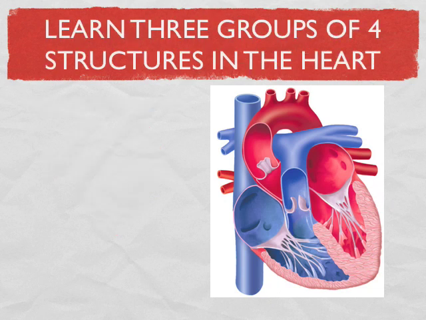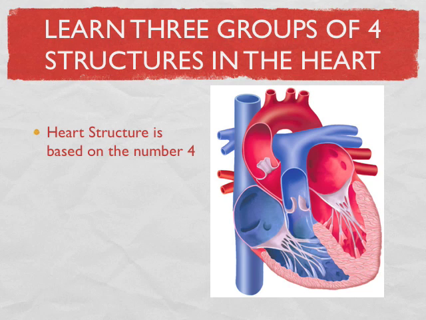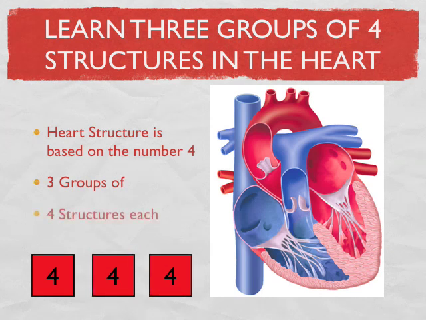Now, what's our strategy? How are we going to do this? Well, the way to do this easily is to learn 3 groups of 4 structures. Okay, think about that. The heart structure here, because there's 4 chambers, is based on the number 4. So we're going to learn 3 groups of 4. 1 group of 4, then another group of 4, and then another group of 4. If you can do that, you'll have about 90% of the heart learned. There will be a few other little things you need to add to it, but you'll get most of it out of 3 groups of 4.